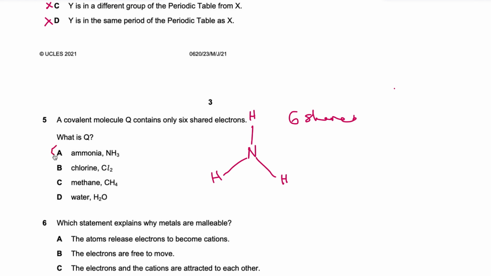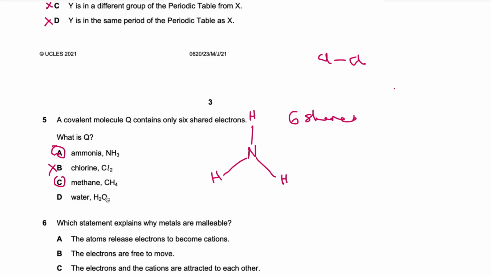Chlorine to chlorine, only 2 shared electrons. Chlorine to chlorine is a single bond. Chlorine to chlorine, like this, single bond. So it's not. Methane is only 4. Methane is not 6 because carbon and hydrogen will surround carbon in 4 places: up, down, right, left. So it will be 4 or 8, as the case may be.